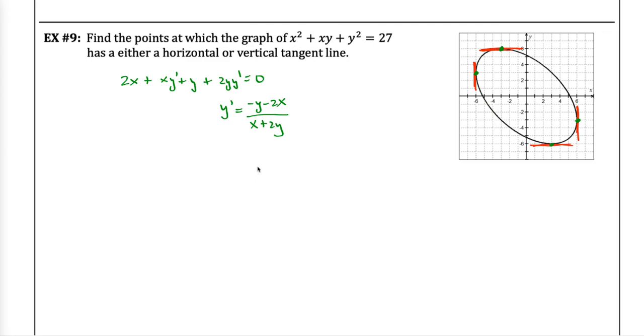Now, rather than killing you off, since we only have a couple minutes left, let's use the picture in conjunction with our derivative. So my one guess was negative 3, 6. If I plug that in, I should get an answer of 0. Okay, so negative 6 minus 2 times negative 3, over negative 3 plus 2 times 6, is 0 over 9. That tells me it's horizontal.